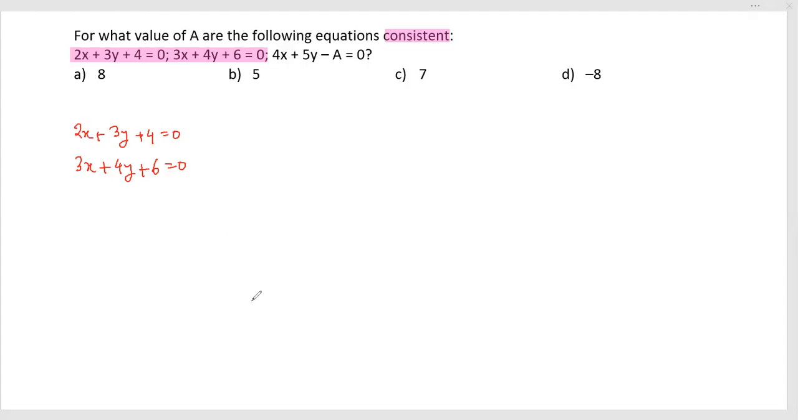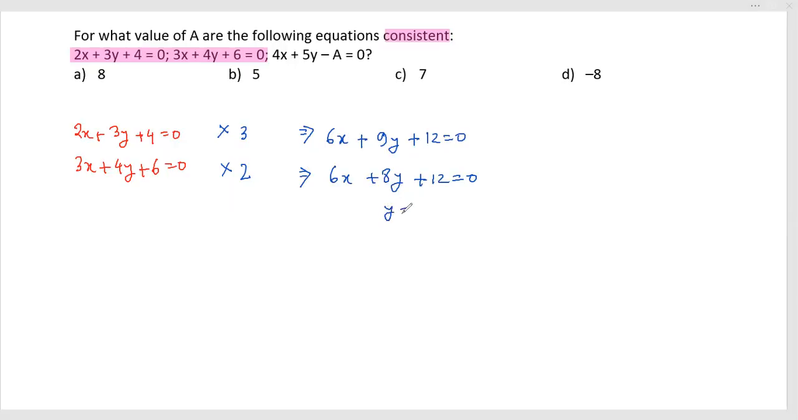What we will do, first equation multiplying by 3, second equation multiplying by 2. So this equation is 6x plus 9y plus 12 equal to 0. This equation, 6x plus 8y plus 12 equal to 0. So from here, if I subtract, I can find y equal to 0. After subtraction, y is equal to 0.